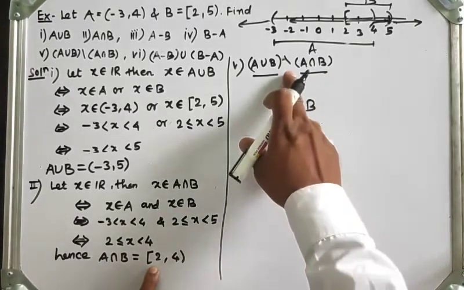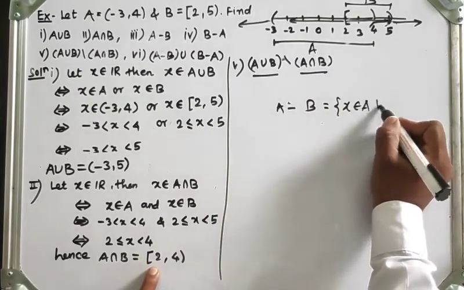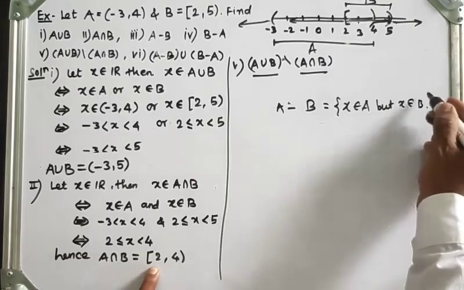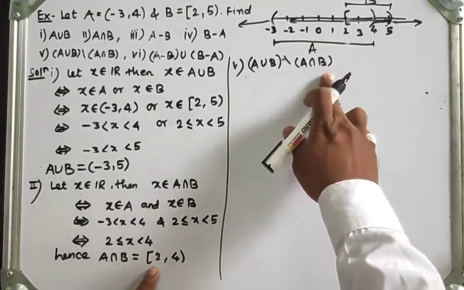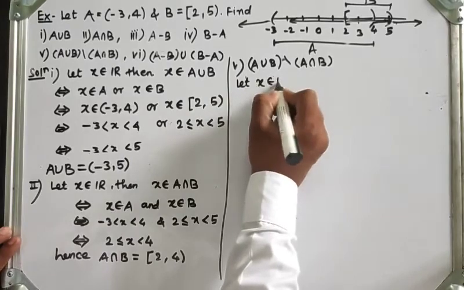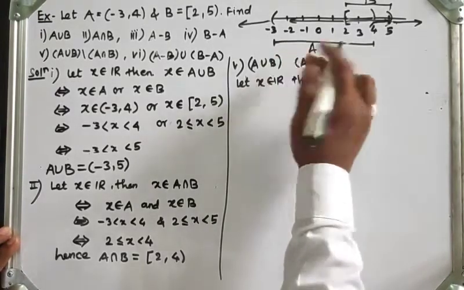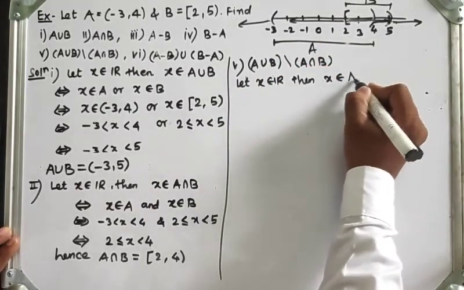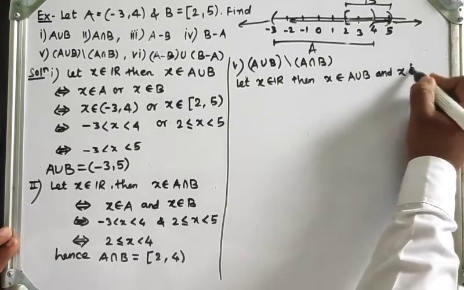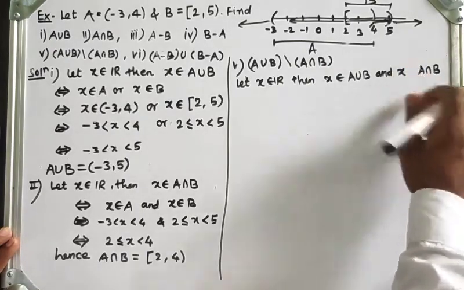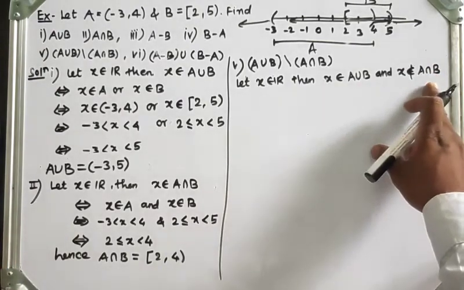A union B is -3 to 5 and A intersection B is the closed interval 2 to 5. Their subtraction means the set of all points x belonging to A but not belonging to B. So the definition: let x belong to R, then x belongs to (A union B) minus (A intersection B) if x belongs to A union B and x does not belong to A intersection B. Right, this is the definition.